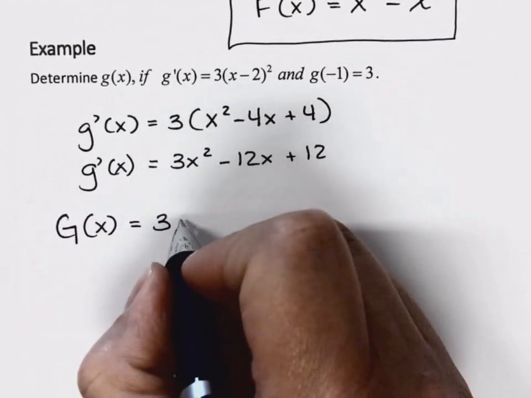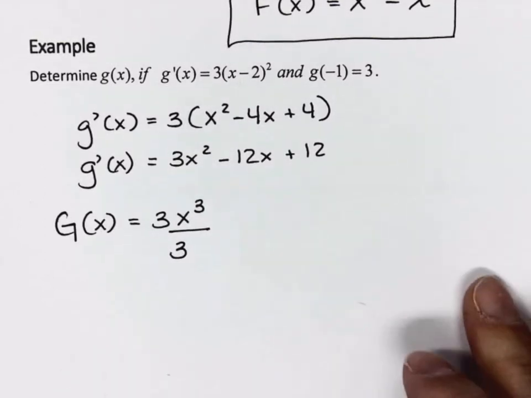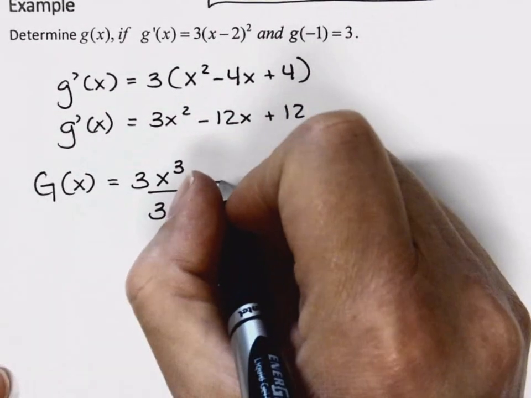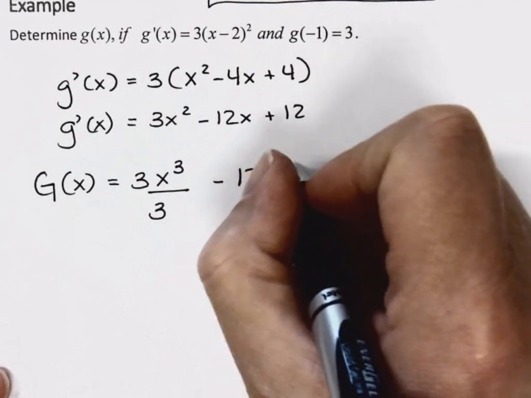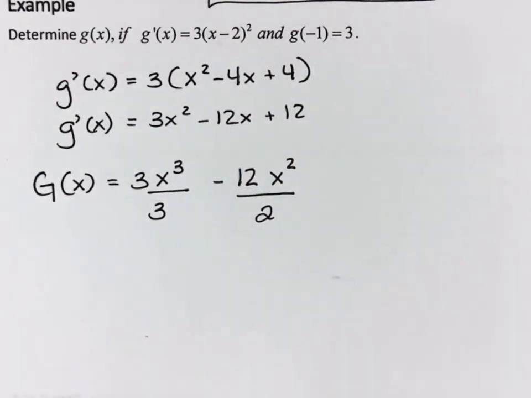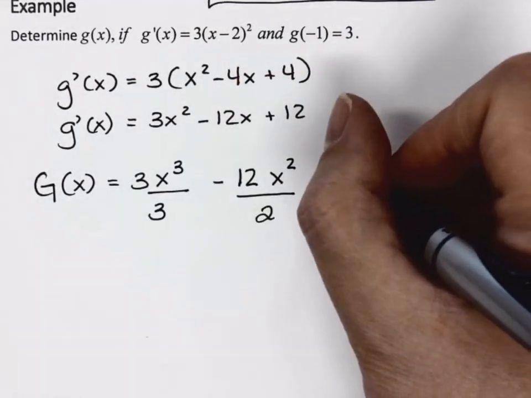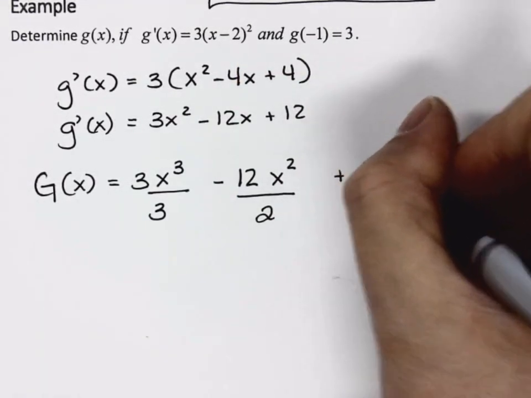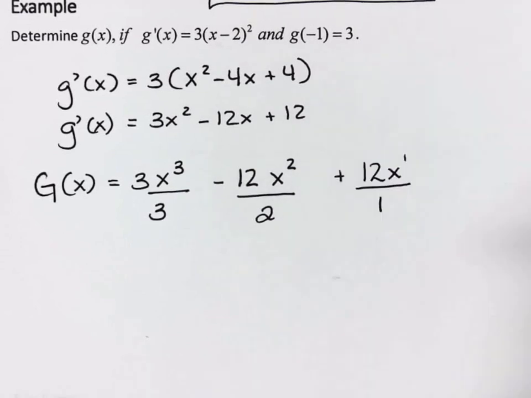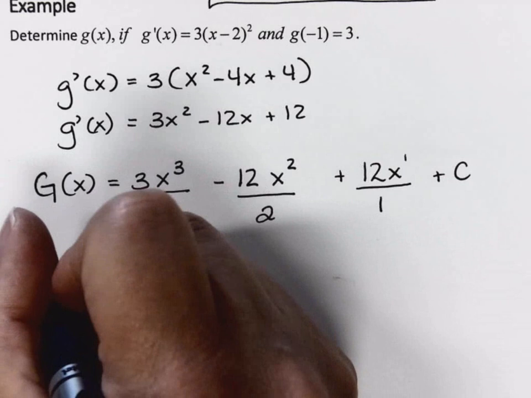So we're going to keep the 3. X is going to a cube, and it's divided by 3. And then we're going to keep the 12. X is going to a squared, and it's divided by 2. And then we have the 12 at the end, so plus 12, that'll be x to the exponent 1 divided by 1, plus the constant.